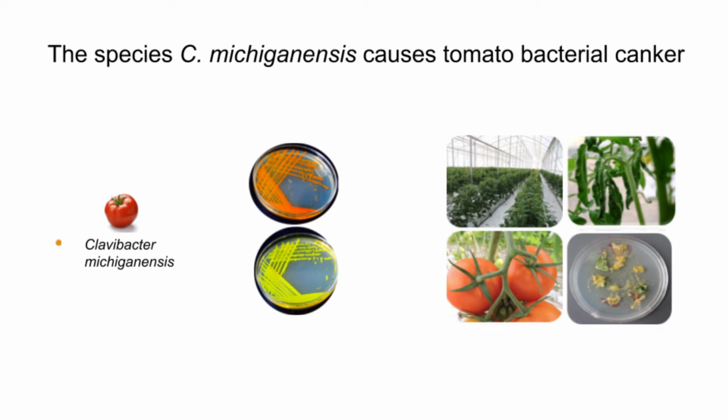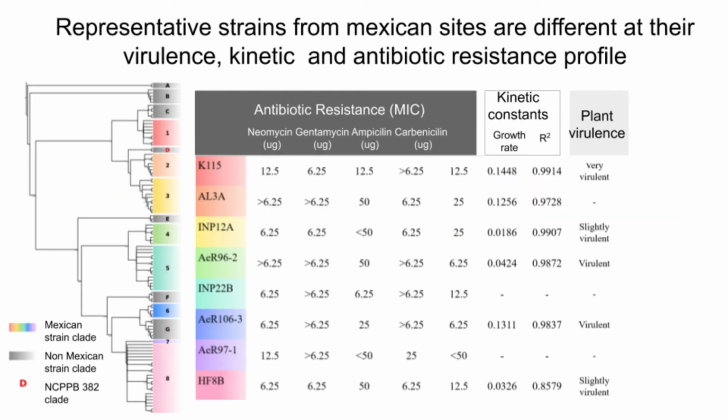After years of studying C. michiganensis, we have observed that some of the strains show phenotypical differences. We studied some of this variation by measuring antibiotic profiles, kinetic constant, and plant virulence in 8 representative strains isolated from Mexican sites. Each selected strain contains most of the genes of its clade.